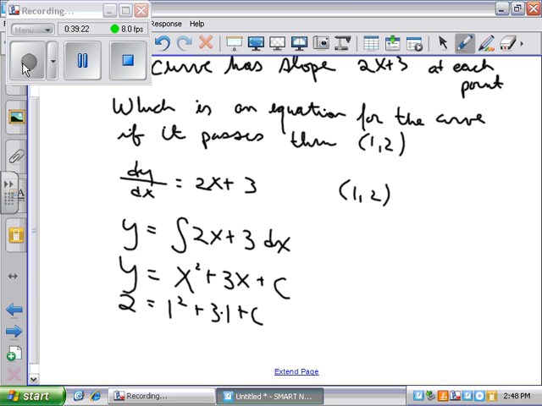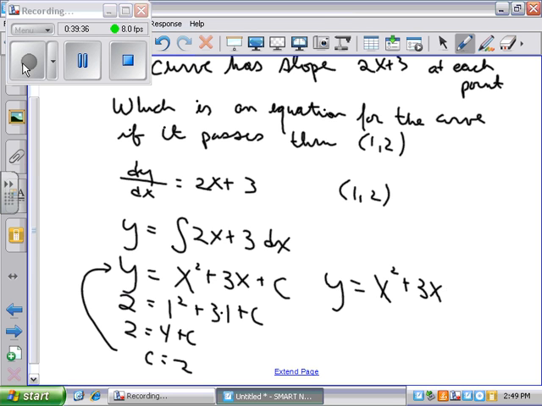So you have 2 is equal to 4 plus c. All right. C equals -2. And we go back to the function: y equals x squared plus 3x minus 2. Okay. All righty. And that was choice C.